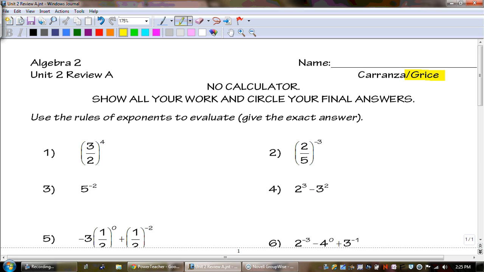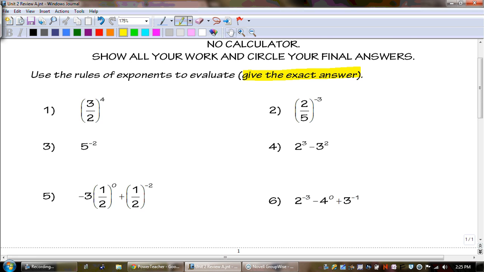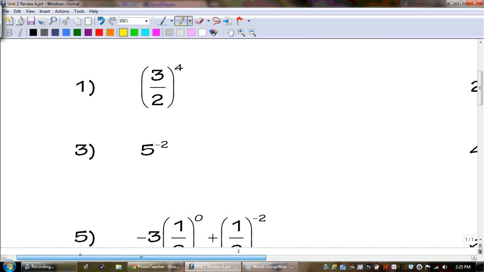Remember, no calculator. Show all your work and circle your final answer. So today we're talking about using the rules of exponents to evaluate, and it asks us to give the exact answer. So let's begin.